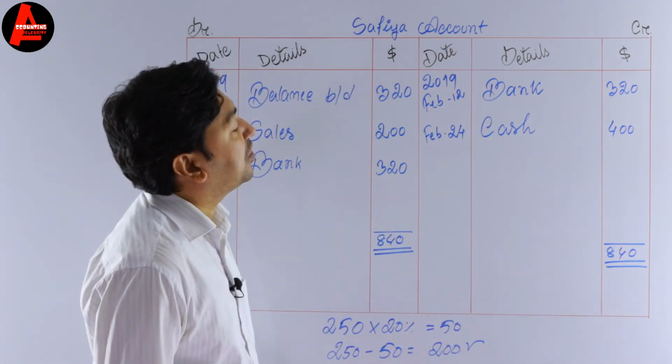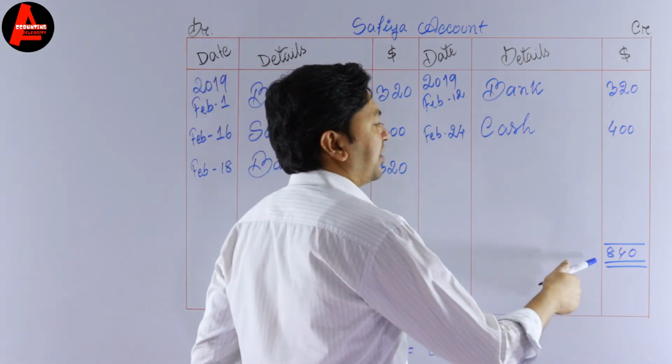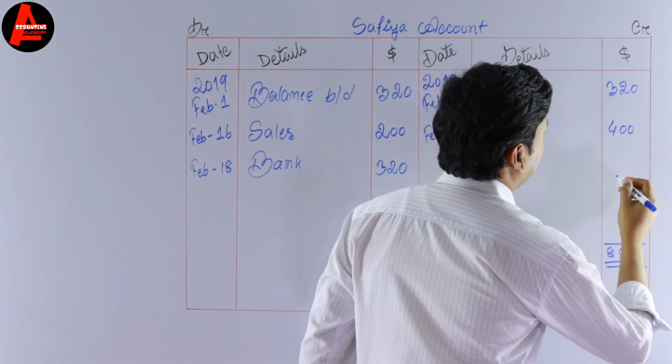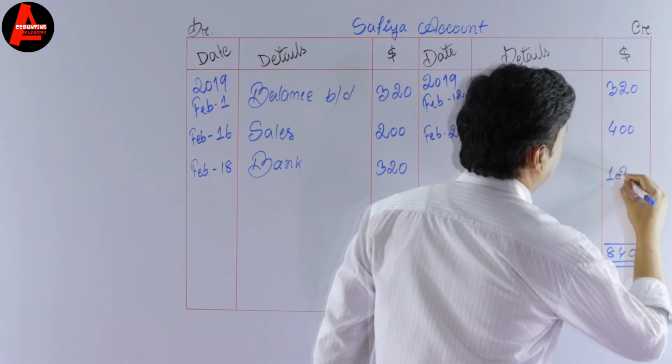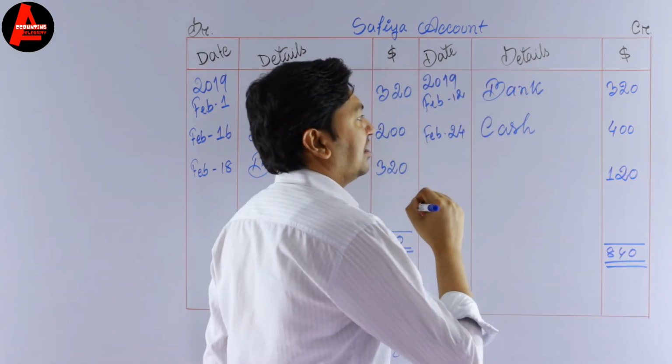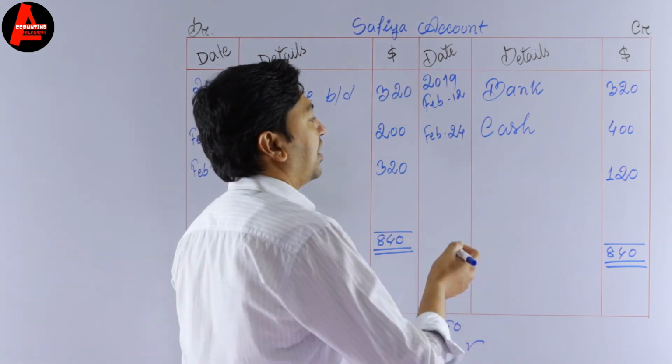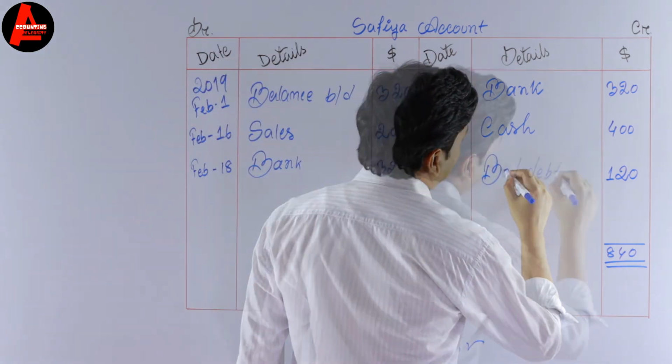Okay, so if we subtract these two values from here, 840, what you get? If you say it is 120, you are correct. Okay, so this is the value of bad debt. So we will write here bad debt.